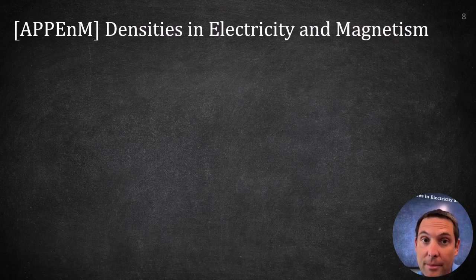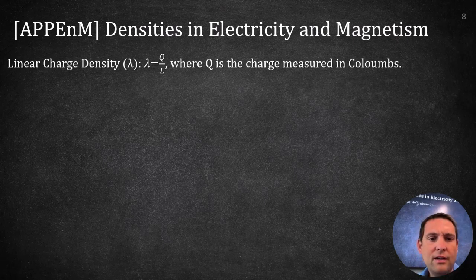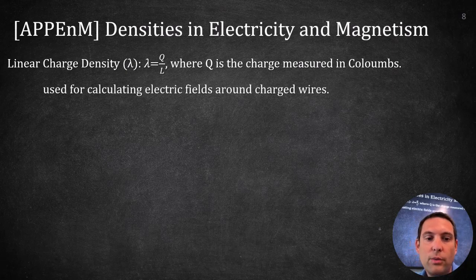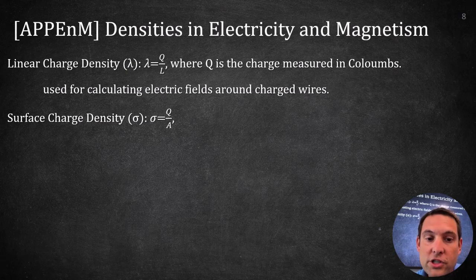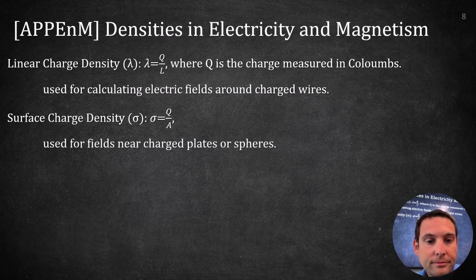Physics E&M students only. Linear charge density, lambda, is Q over L, where Q is our charge measured in coulombs. We use this when we're calculating electric fields around charged wires. Surface charge density, sigma, is Q over A, right? These are the same ratios that we talked about with linear mass density or areal density.